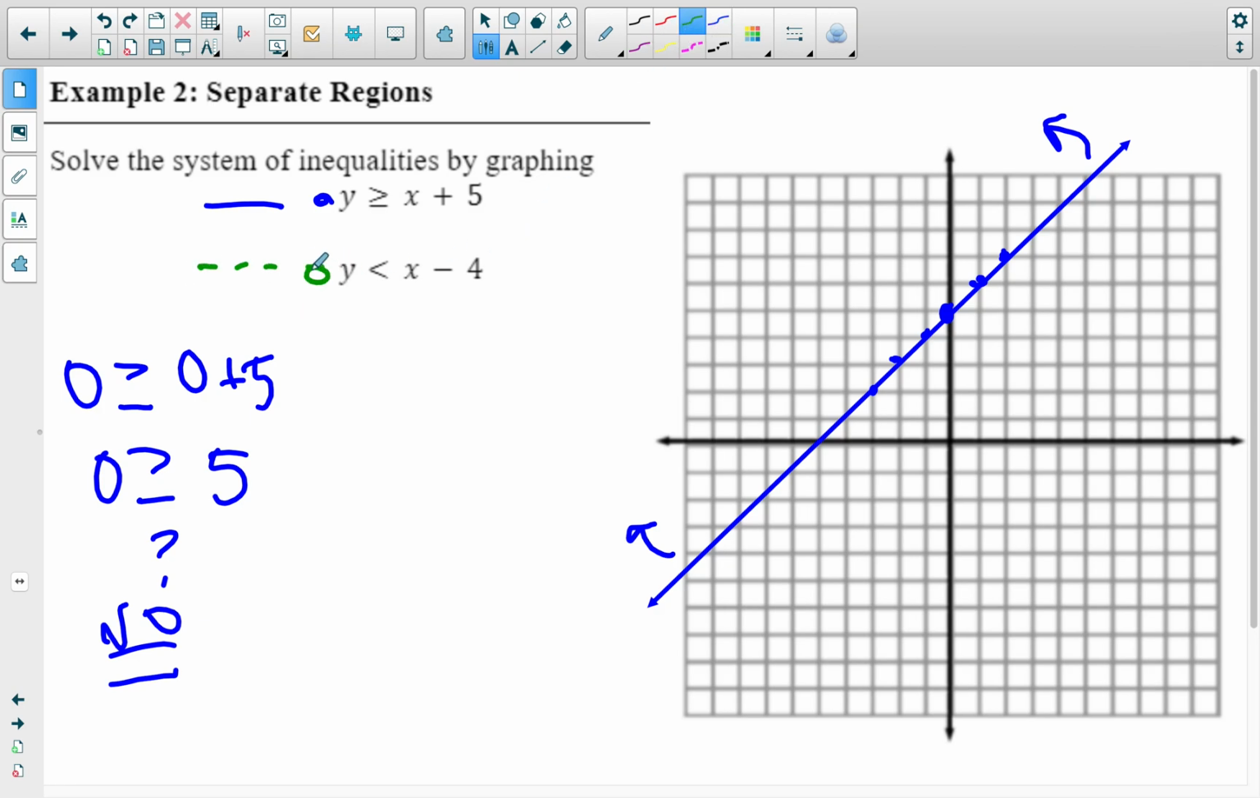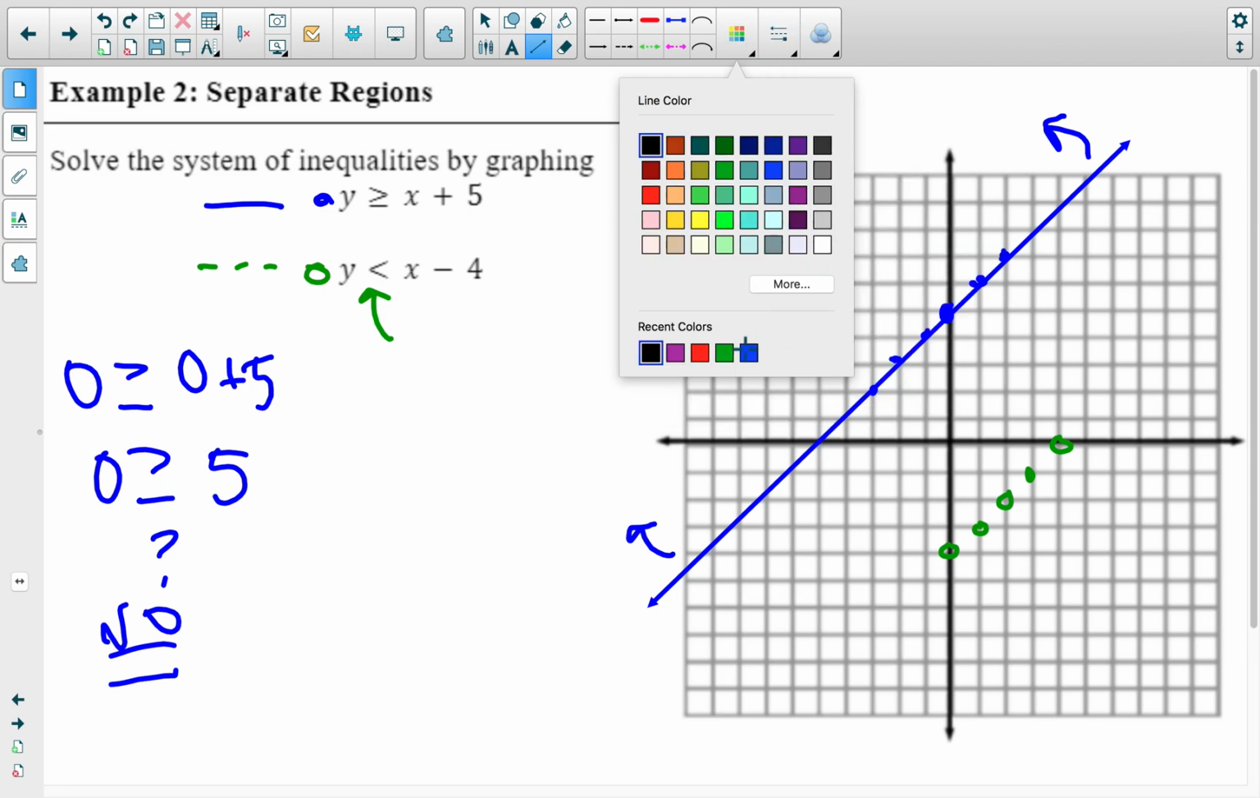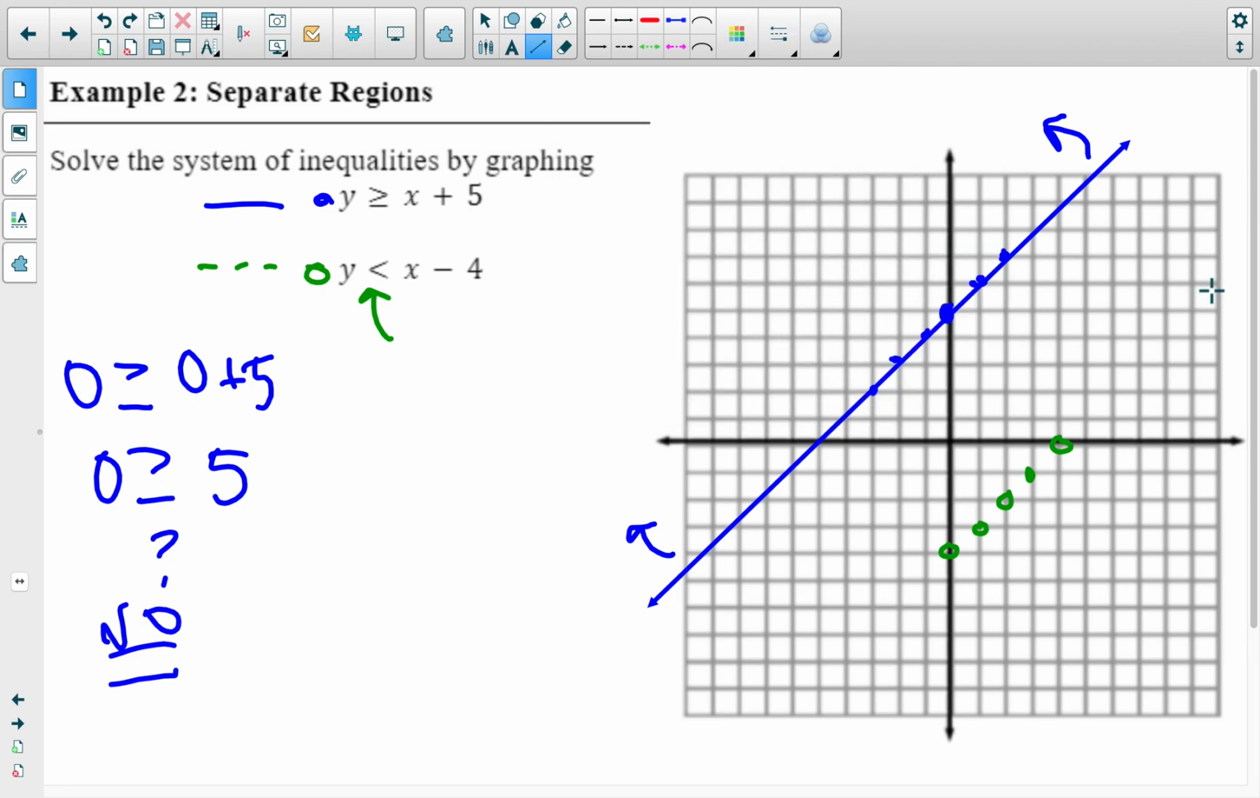Okay, open circle, dashed line because of this less than symbol. Y-intercept down at negative 4. Up 1, right 1, up 1, right 1, up 1, right 1, keep going, and you're going to see a pattern start to show up, and we can fill in this dashed line with arrows on both ends. I'm going to make the line green, and then let's get that in there.